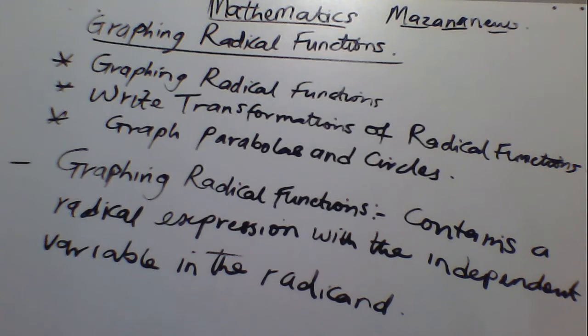So it contains a radical expression with the independent variable in the radical. When the radical is a square root, the function is called a square root function. When the radical is a cube root, the function is called a cube root function. Alright, let's proceed on graphing a radical function.